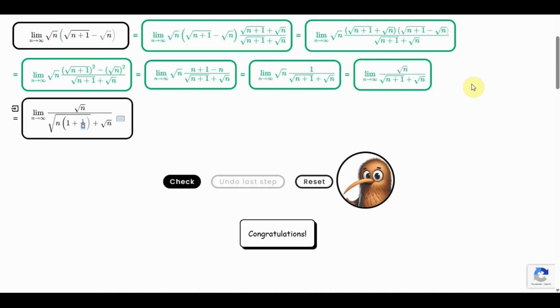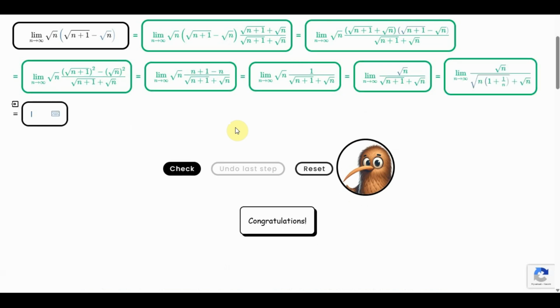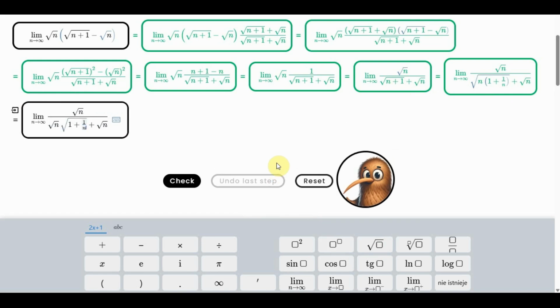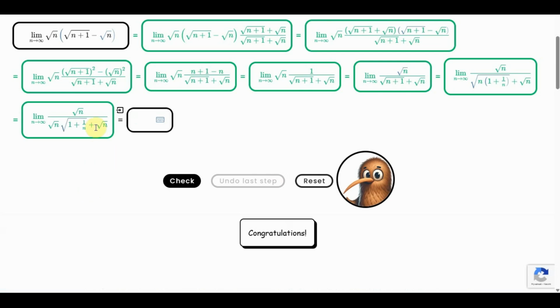Will Kiwi agree? Yes, Kiwi agreed. Now, I break this down into two roots. Here, the root of the first times the root of the second. Great. And now at the bottom in the denominator, I sort of take the square root of n out in front from this component and from this component.